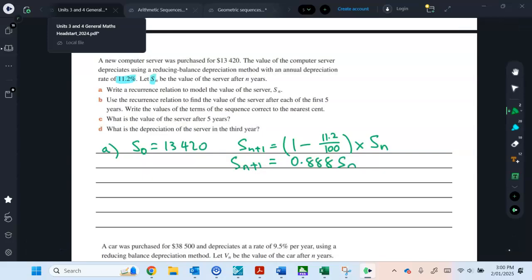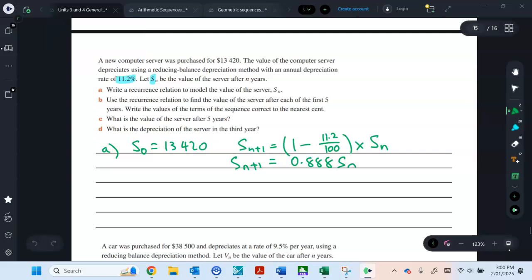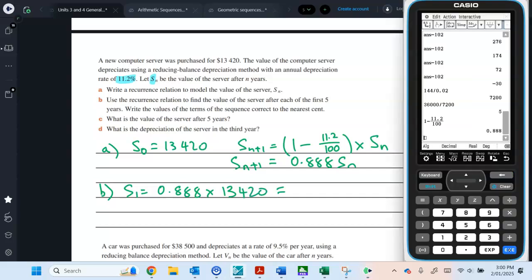So that was part A. Use the recurrence relation to find the value of the server after each of the first 5 years. So I don't really have the space to do this. Now we've already got S0, so I don't really need to write that again. I need to save a bit of time. So S1 is equal to 0.888 times that. Where's my calc?